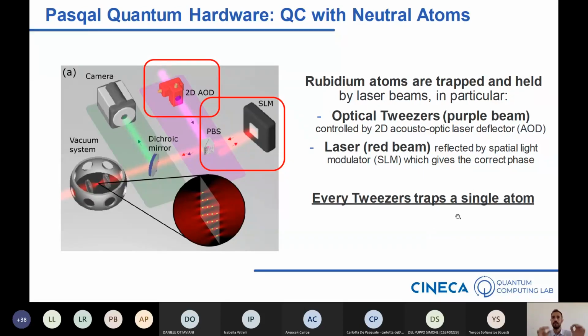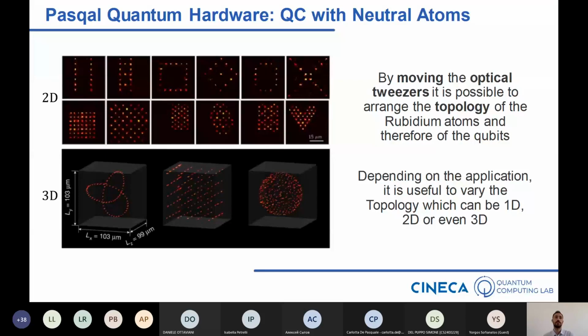And the nice thing is that you can move them, and each tweezer traps a single atom. So by operating the tweezers, you can also move the atoms inside the chamber. What does it mean? It means you can move your qubits and basically create the topology that you want. That's what I'm going to show you here. By moving the optical tweezers, it's possible to arrange the topology of the qubits, or the rubidium atoms.